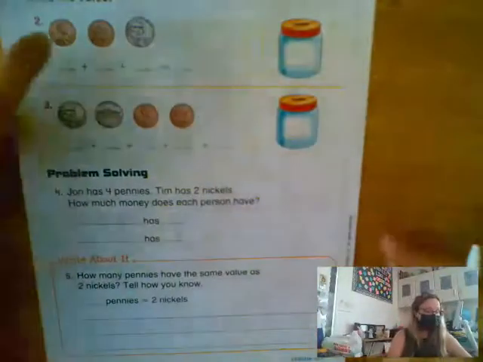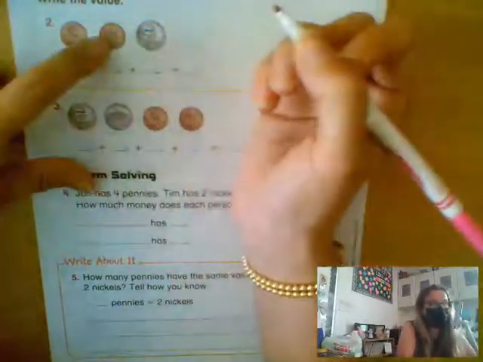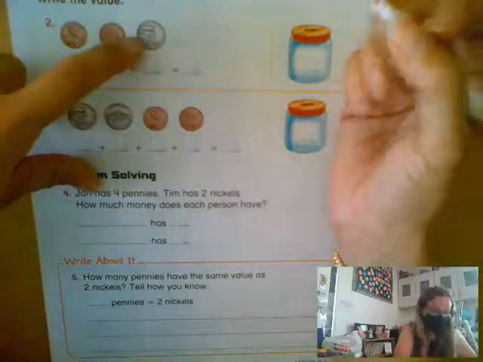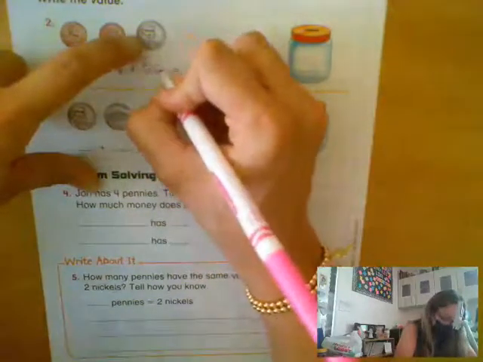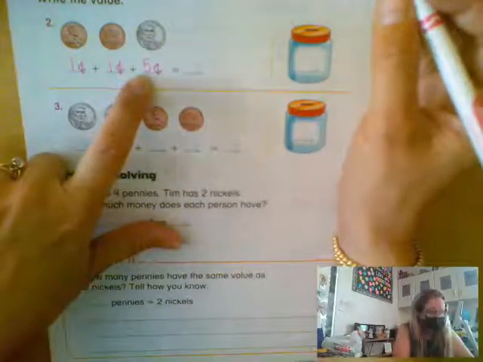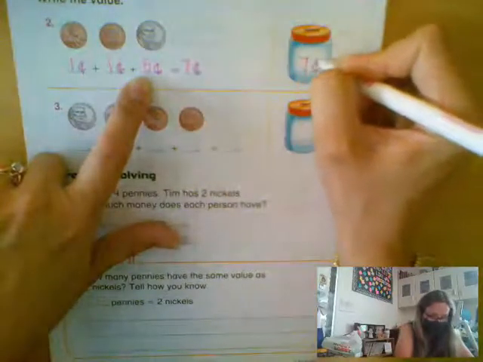Emma, how much is the penny worth? 1, so put 1 cent. Emma, how much is a nickel worth? 5, so put 5. And Sage, add them up. 7 cents all together, so you can put 7 cents in your jar.